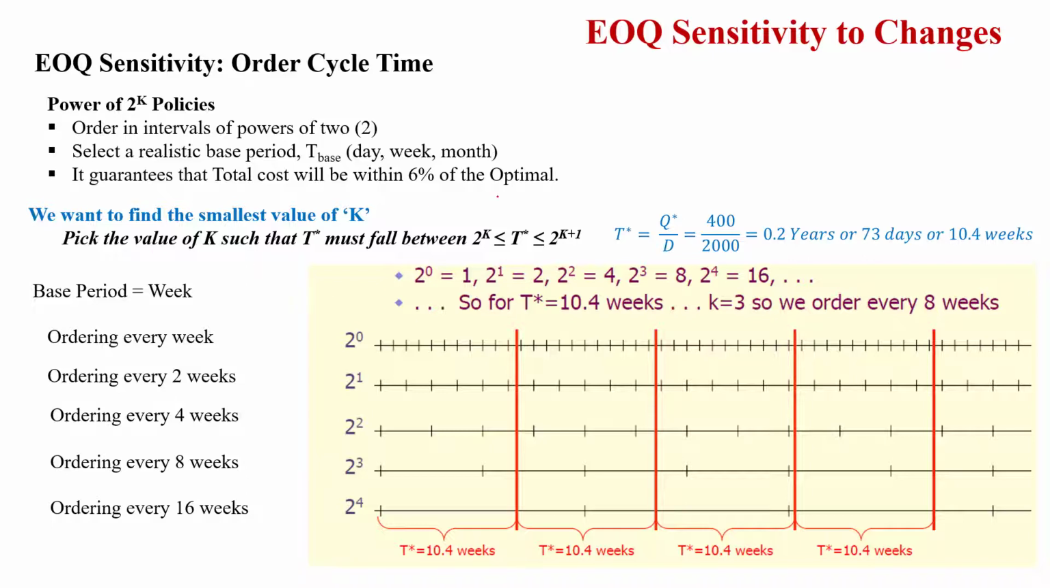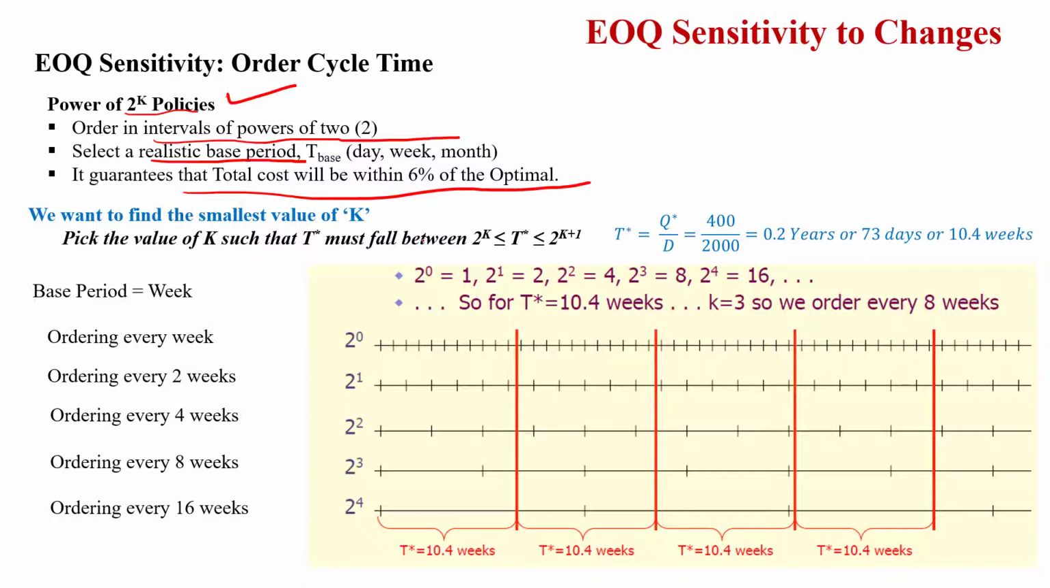For that, there is a very powerful policy known as the 2 power k policy. It says to order in intervals of powers of 2. Select a realistic time period, whether you are measuring the time between orders in days, weeks or months. And you will see that with the 2 power k policy, your total cost is going to be higher by a maximum of 6%.